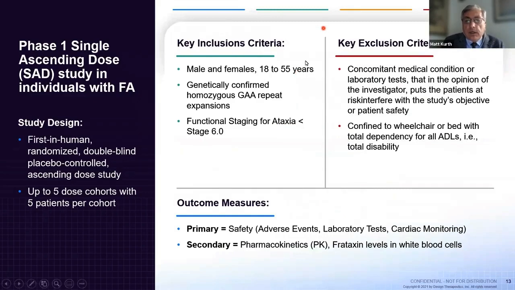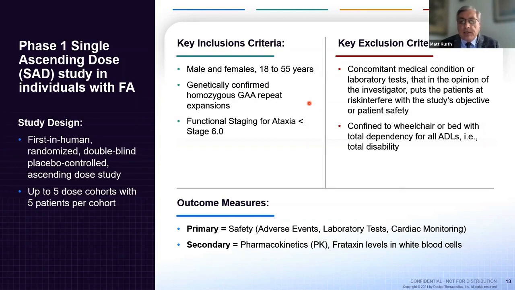Now, a few words on some of the general inclusion and exclusion criteria. To make a long story short, these are very, very non-specific at this point. There may be some additional details, but because we are looking at safety first, the majority of the inclusion criteria really concerns having patients who are healthy enough that they can give adequate information on the safety of the drug. And so these would be males and females, 18 to 55 years old.